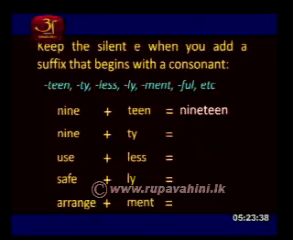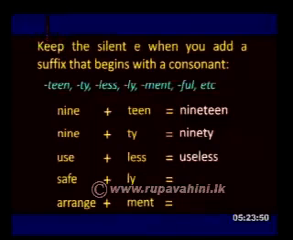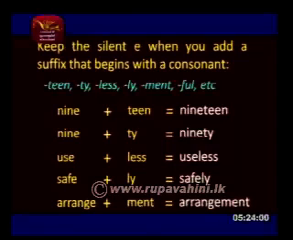NINETEEN, 19. The next one, nine plus ty, 90, and yes, you are adding ty and it becomes ninety. Use plus less, useless. Then safe plus ly, safely. Then arrange plus ment, the word will become arrangement. Arrangement. So the most important ones are 19 and 90. NINETEEN and NINETY. Remember that. Now let us move on to the next one.